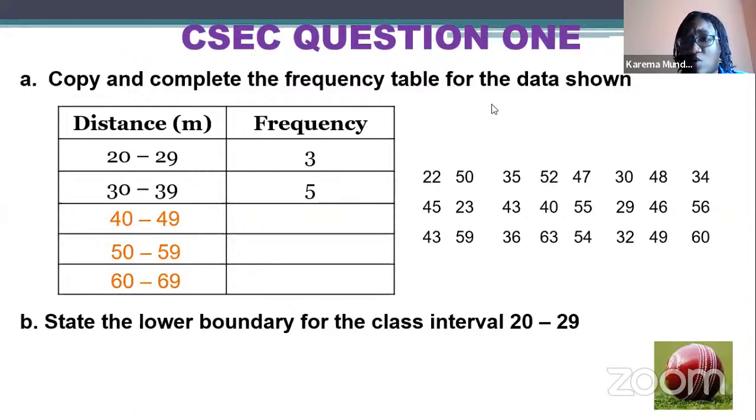Did anyone here who was at the morning session, if you got a chance to do this question, type the answer that you got in the chat, or unmute and tell us, and we'll see if you are correct. Remember, this portion, we're going through the questions based on what was discussed earlier this morning. So did anyone get a frequency for 40 to 49 meters? Well, I'm seeing where Dexton is saying 8 would be for the class interval 40 to 49. I'm seeing Johnson, Rakito saying.